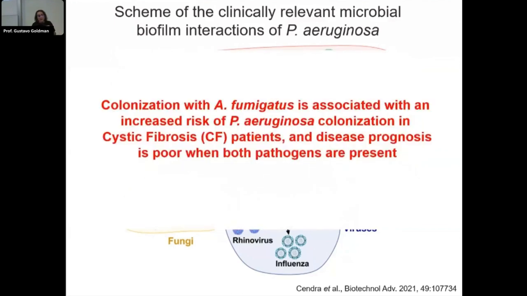We know from the literature that colonization by fumigatus is normally associated with an increased risk of Pseudomonas aeruginosa colonization in cystic fibrosis patients, a very important chronic disease. We also know that disease prognosis is poor when both pathogens are present. But actually, there are very controversial reports about the interaction between Pseudomonas and fumigatus. Sometimes people talk about them as opponents, sometimes as collaborating, and probably all these interactions are happening at the same time, depending on the immunological status of the patient, the age of the patient, the strains, and many things like that, in different patients or at the same time in the same patient.